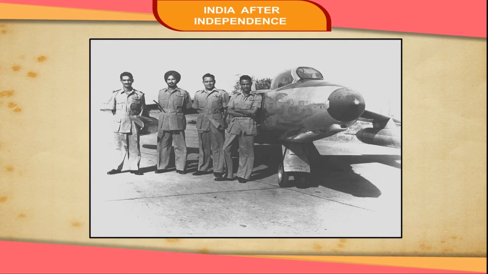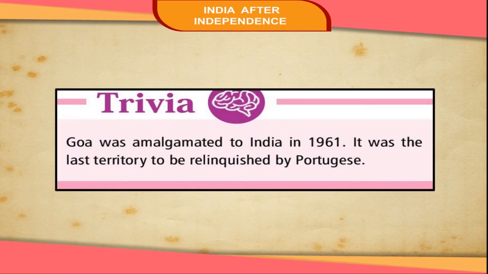However, in 1961, Operation Vijay was launched to liberate Goa from Portuguese rule. The Indian forces completed the operation by 19th December 1961 and Goa was liberated. Trivia: Goa was amalgamated to India in 1961.